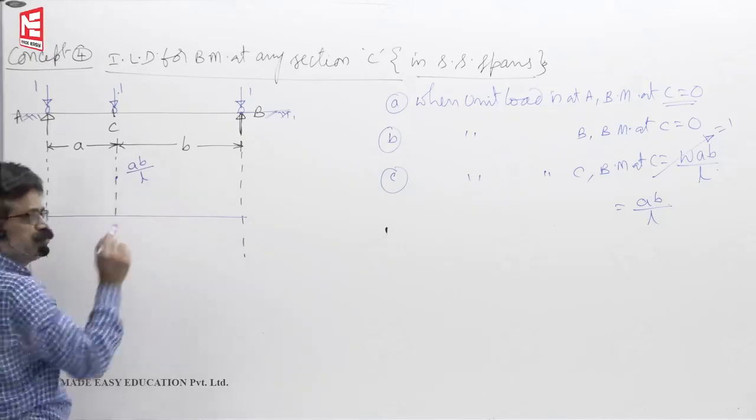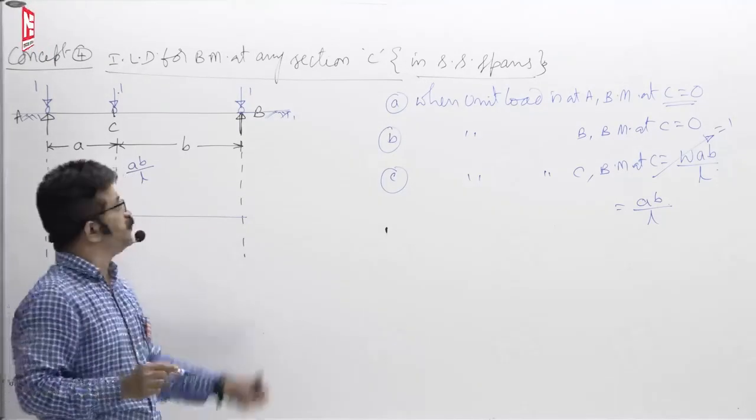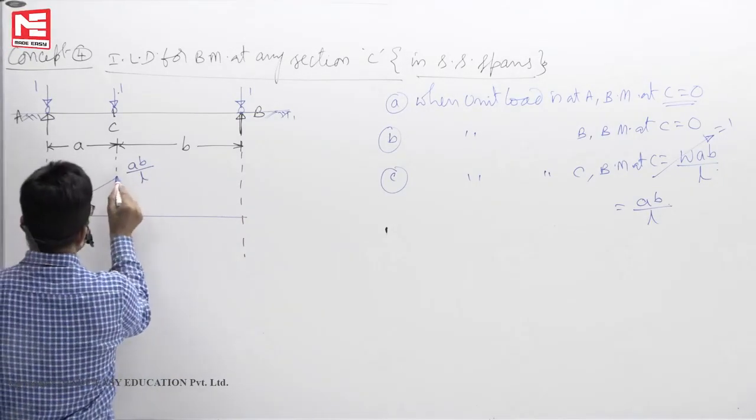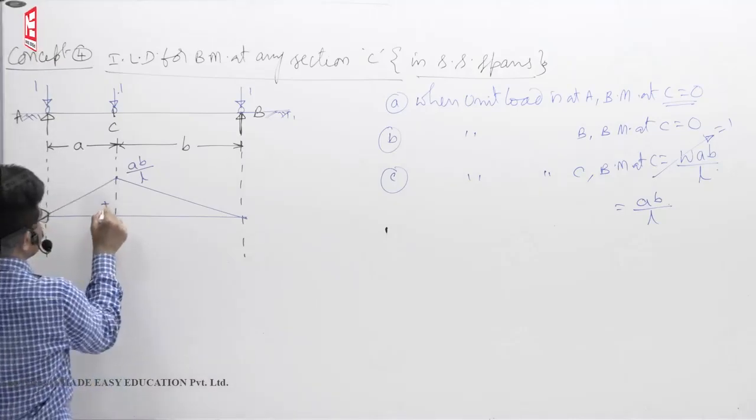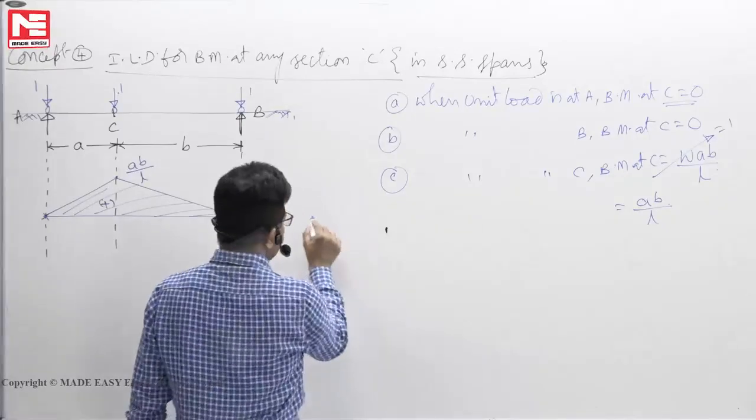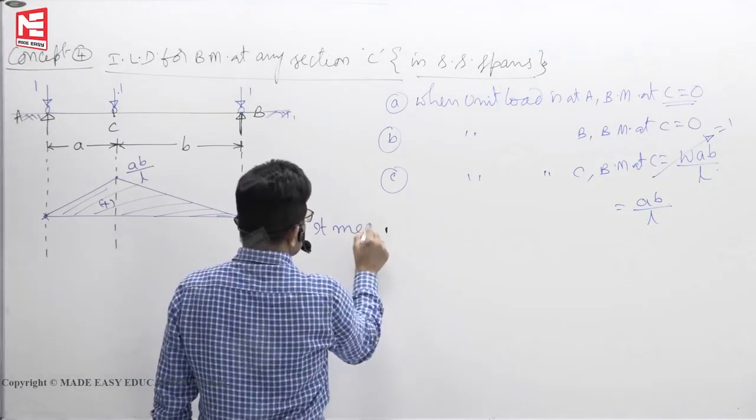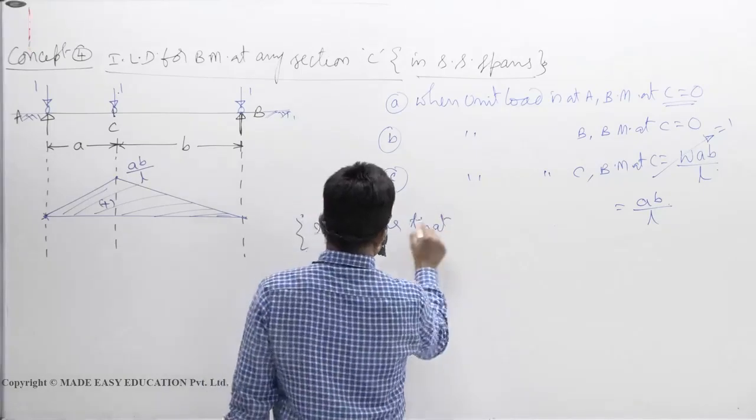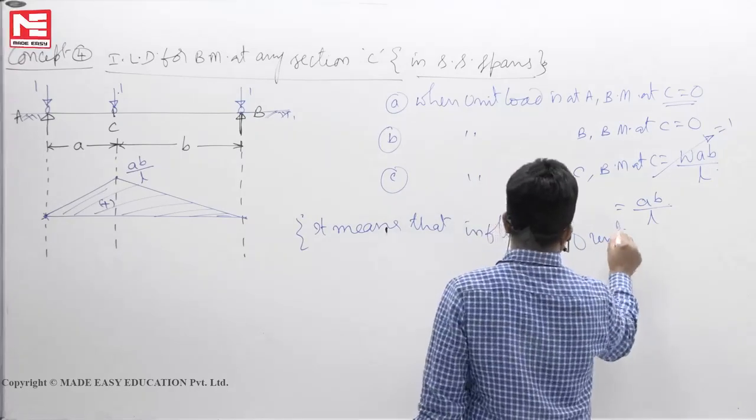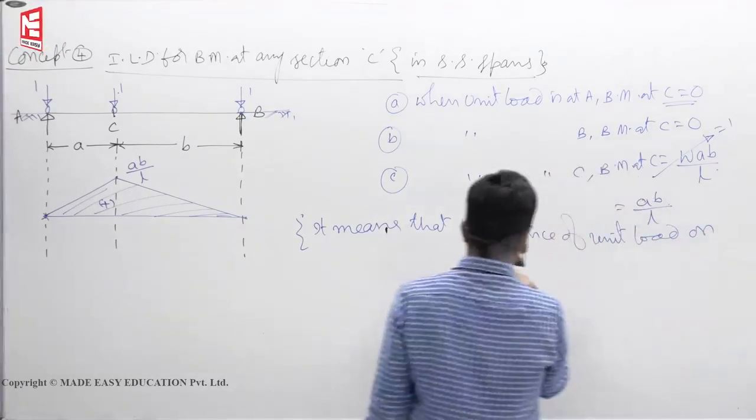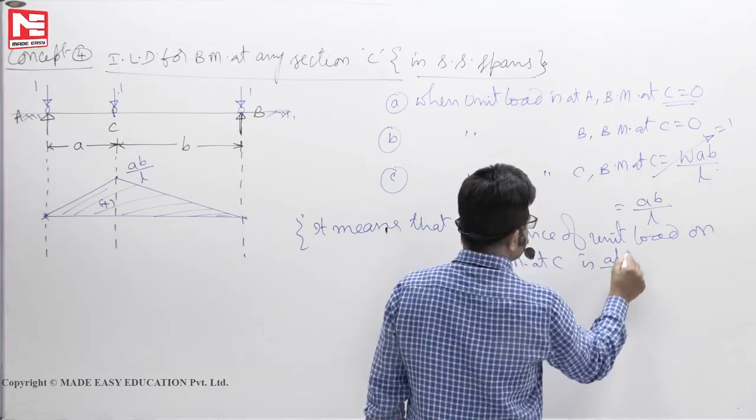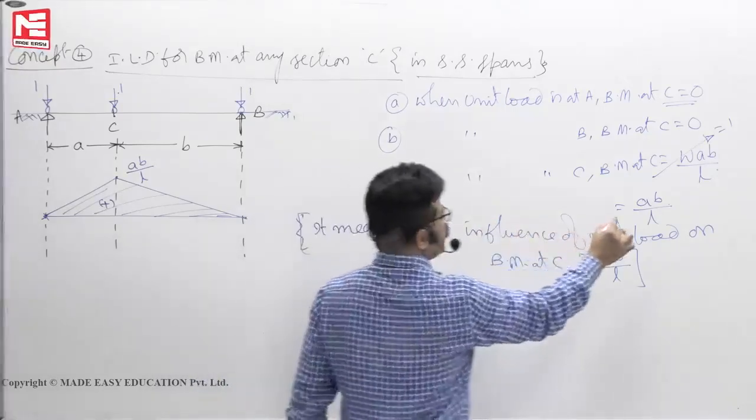So 3 points, if you know the influences, you can connect them. Because of the point load, we know the bending moment variation is linear. So you can directly connect it as a linear variation. So this is the meaning of that. It means that the influence of unit load on bending moment at C is AB by L. That is the meaning of getting AB by L here.